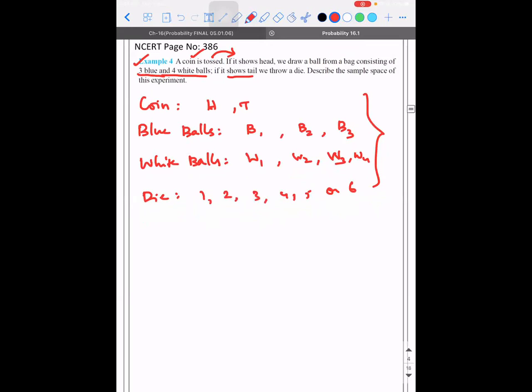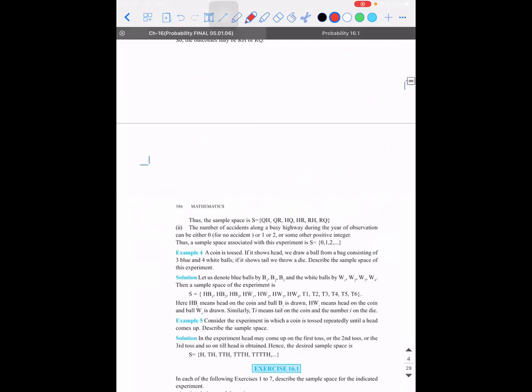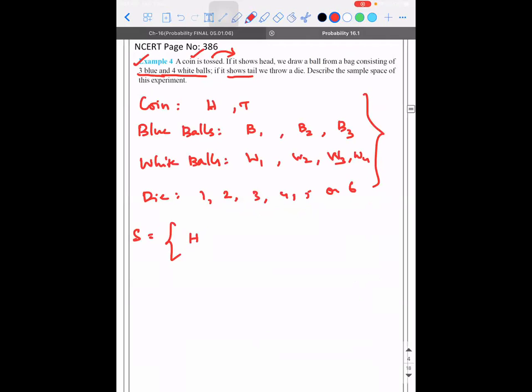So for the sample space, what is the order to be followed? If he is getting a head, what is he immediately going to do? He will pick a ball. When he picks a ball, it can be ball number 1 with head, ball 2 with head, ball 3 with head. When he's picking a ball, it can be white ball number 1, white ball number 2, white ball number 3, or white ball number 4.